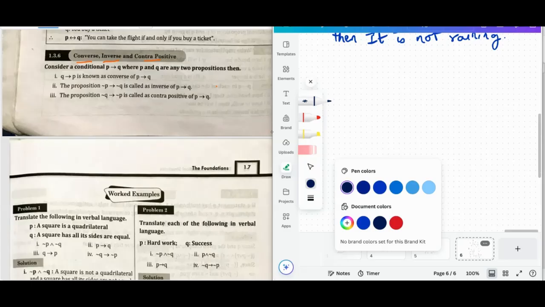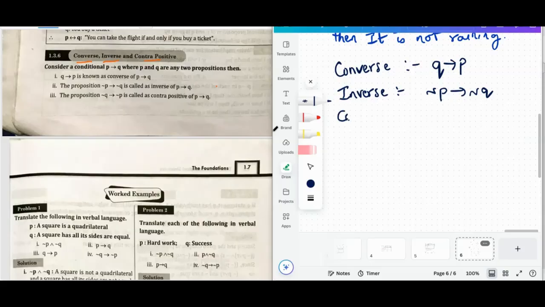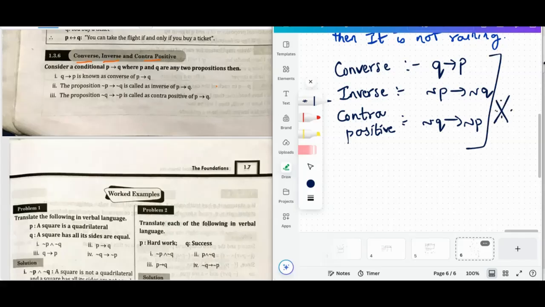So the first one is converse. What was converse? Converse is nothing but you write the statement in the form of Q implies P. Then what is inverse? Inverse is negation P implies negation Q. Then what is the contrapositive? Contrapositive will be negation Q implies negation P. So this is a very important topic which you need to remember.